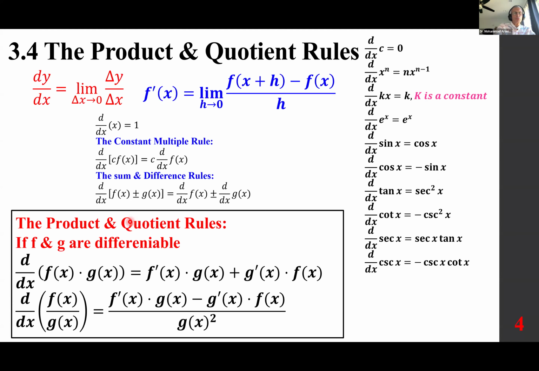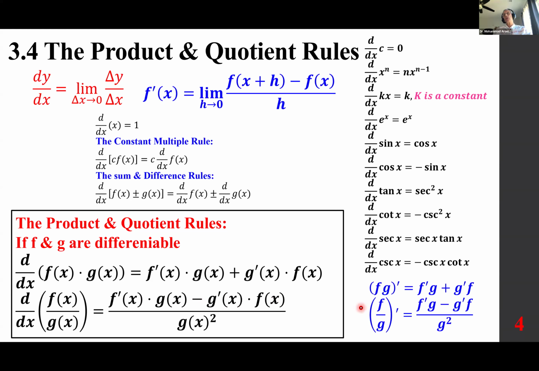And now the product and quotient rules. The derivative of f of x times g of x is f prime of x g of x plus g prime of x f of x. The derivative of f of x over g of x is f prime of x g of x minus g prime of x f of x over g of x squared.